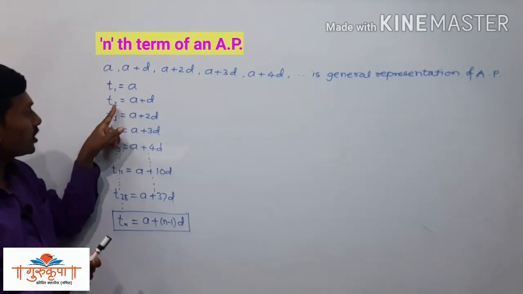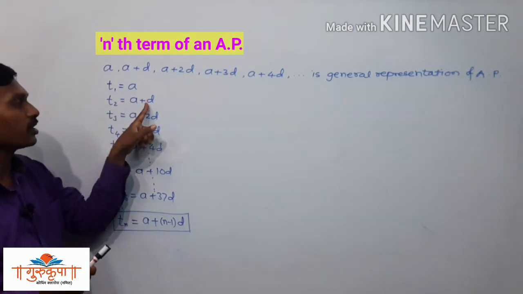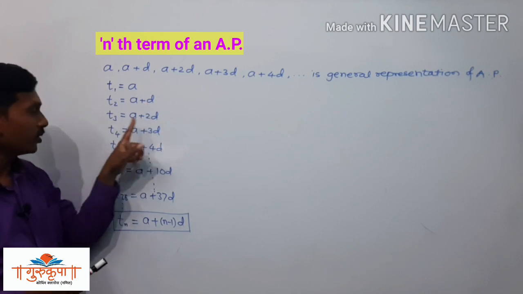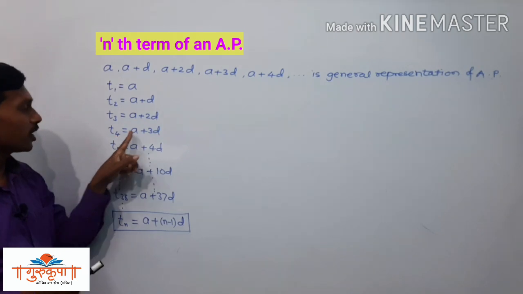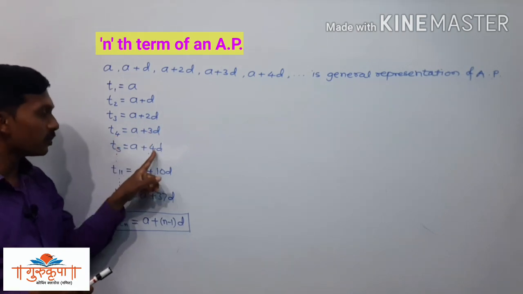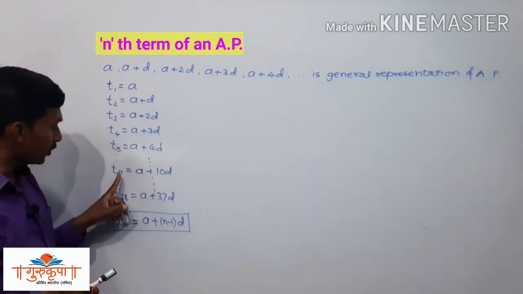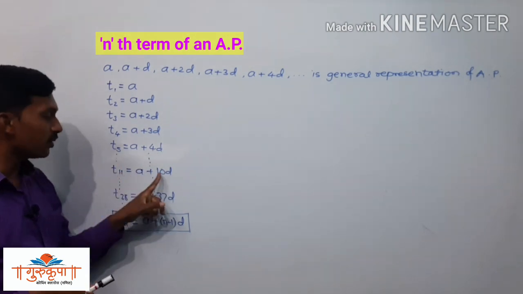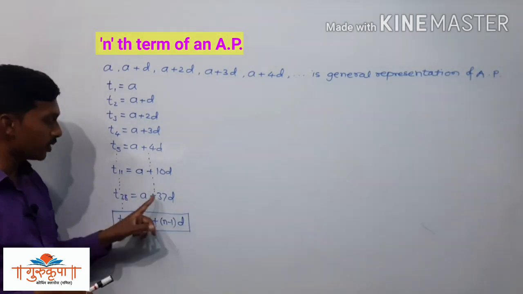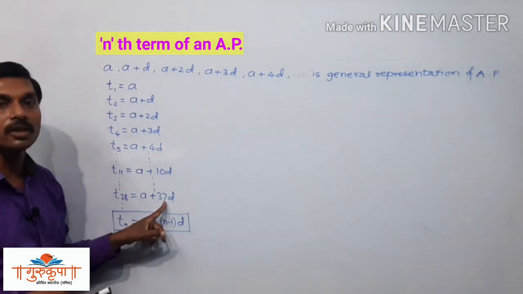When we find the second term, we have 2 minus 1, that is 1. For the third term, 3 minus 1, that is 2. For the fourth term, we write 4 minus 1, that is 3. For the fifth term, we write 5 minus 1, that is 4. For the 11th term, we write 11 minus 1, 10d. For the 38th term, we write 38 minus 1, that is 37d.